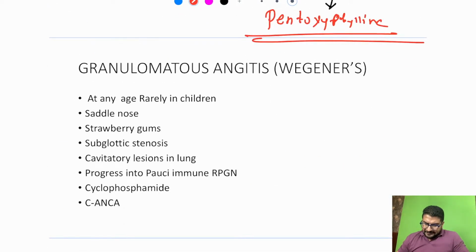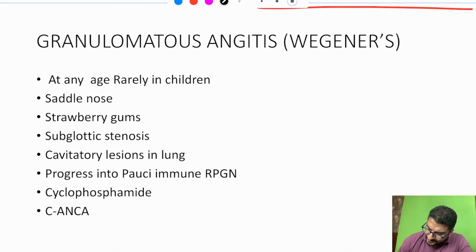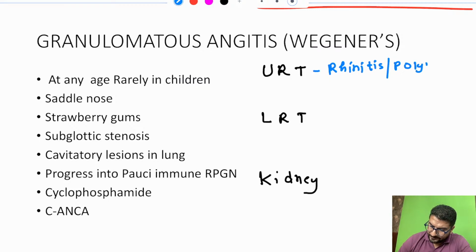Okay, now coming to Wegener disease. So Wegener disease, it will affect any age, but it is rarely seen in children. So Wegener's को आपको कैसे याद रखना है? Just remember, there is upper respiratory tract involvement, there is lower respiratory tract involvement, and there is kidney involvement. अब इसको देखो. Upper respiratory tract, what I mean? It means rhinitis, means nose involvement. नाक में पॉलिप बनना, polyps formation in nose, sinusitis.